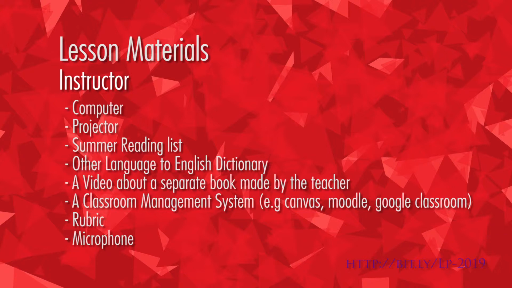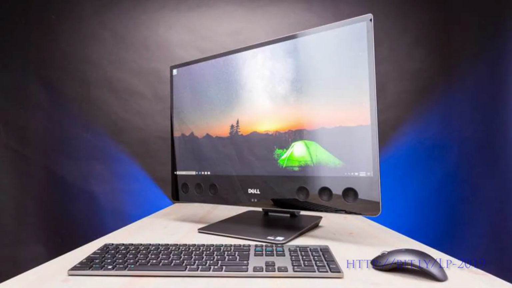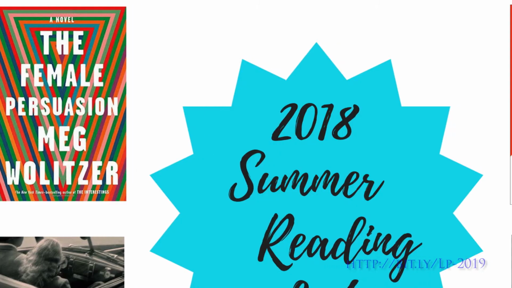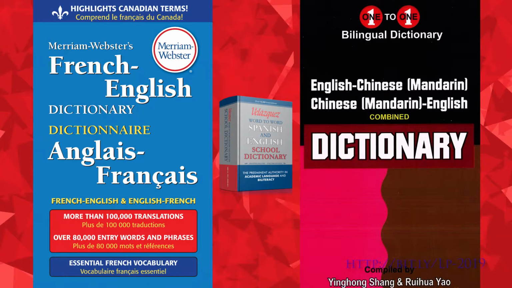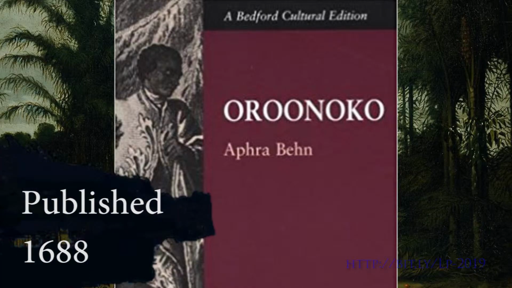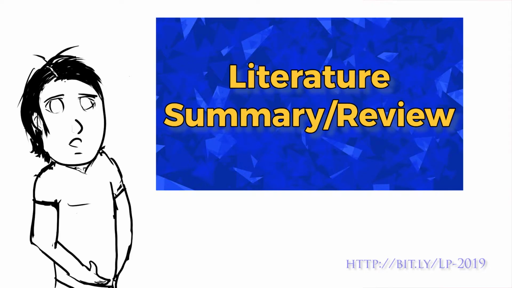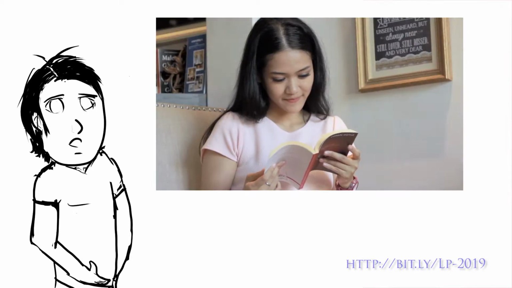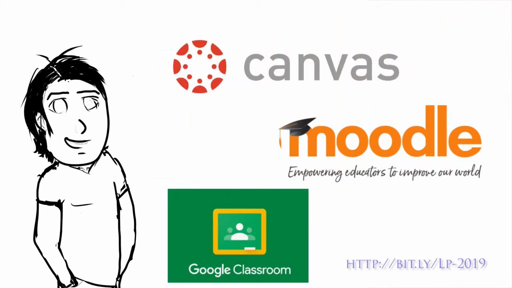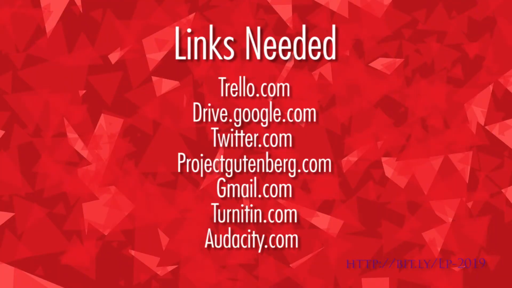As an educator, we have the brunt of work in terms of making sure our lesson comes together, so our materials include a computer, a projector, a summer reading list, an insert language here to English dictionary for your ESL students, a video created by the teacher about a separate book. I recommend making something that you would want to see your students create, and a way to communicate with students via email or a proprietary program that allows for communication and hyperlinks, like Canvas or Moodle or even a Google Drive document. So here are all the links that we're going to need.